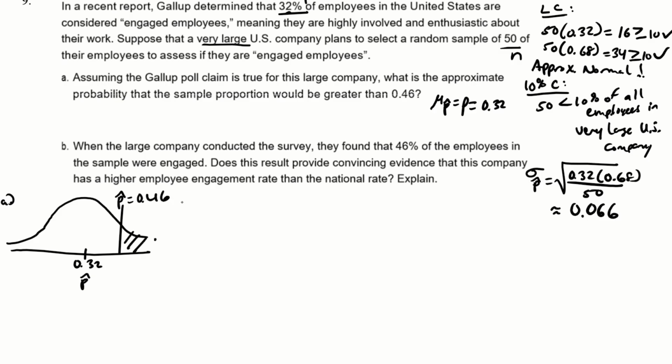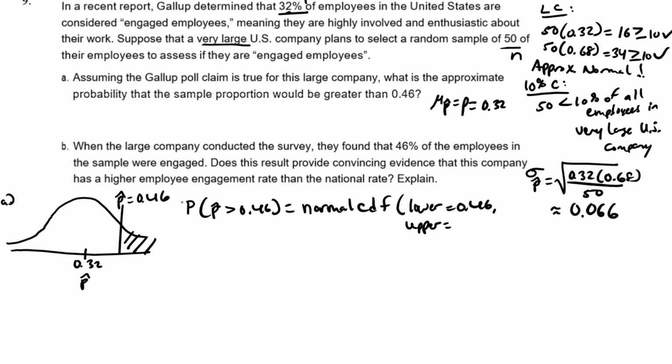So the probability that p hat is greater than 0.46. We're going to use the normal distribution function, normal CDF. The lower is 0.46, the upper is 1,000, the mean is 0.32, and the standard deviation is 0.066. If I do that, I get approximately 0.017.